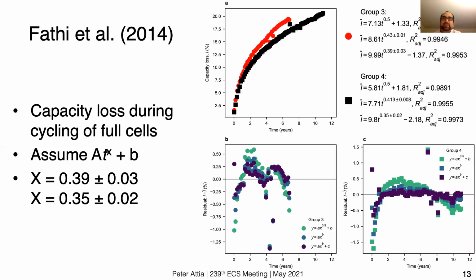This is another paper from Jeff Dahn's lab. This was pretty notable in that the cell was cycled for over 10 years, close to 10 years in the case of this red one. Again, for the cycling data set, the exponents are quite low compared to 0.5, and 0.5 is well outside the errors. We can see pretty clearly in all of these the systematic trend of residuals. Especially for this group 4 cell, this is again sort of the classic parabola shape that indicates that we're not truly capturing the fit to the data here.